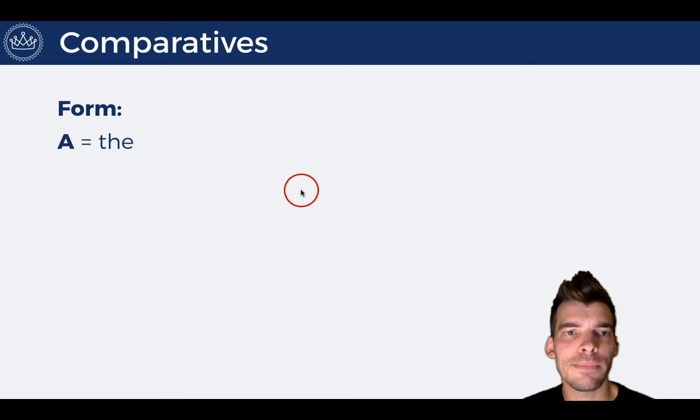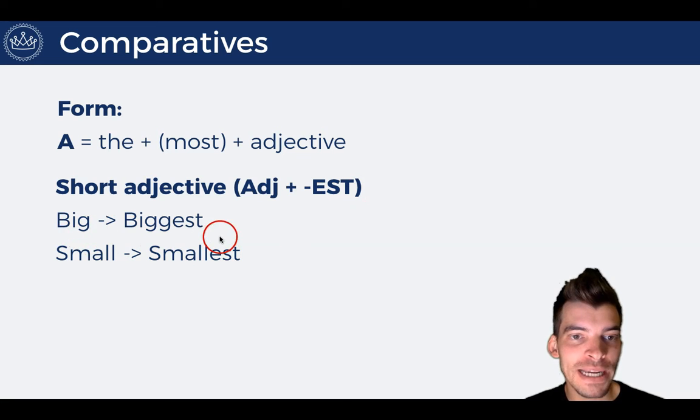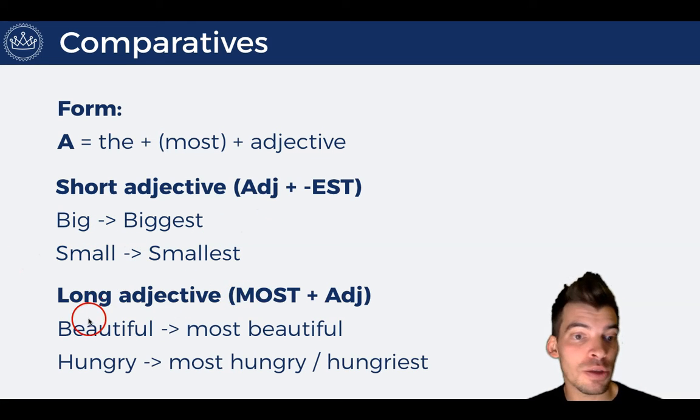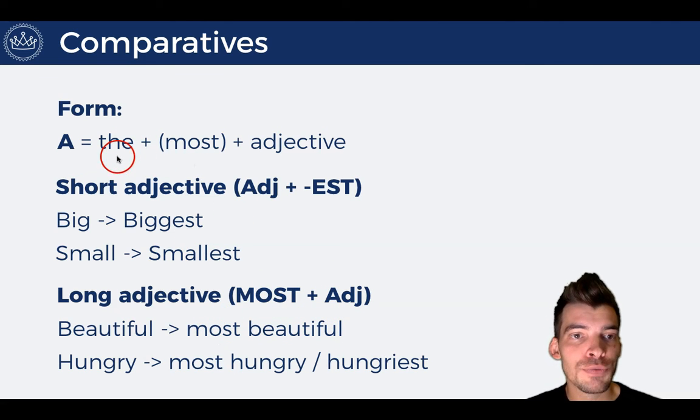So how do we form this? Well, we're not comparing A and B, we're just saying A is the most whatever. If it's a short adjective, so again, if it's one syllable like big, we add est. So big becomes biggest, small becomes smallest. If it's a long adjective, so 3 or more syllables like beautiful, then we add most beautiful. No longer est at the end, we just said most beautiful. Really important as well that we use the article the.